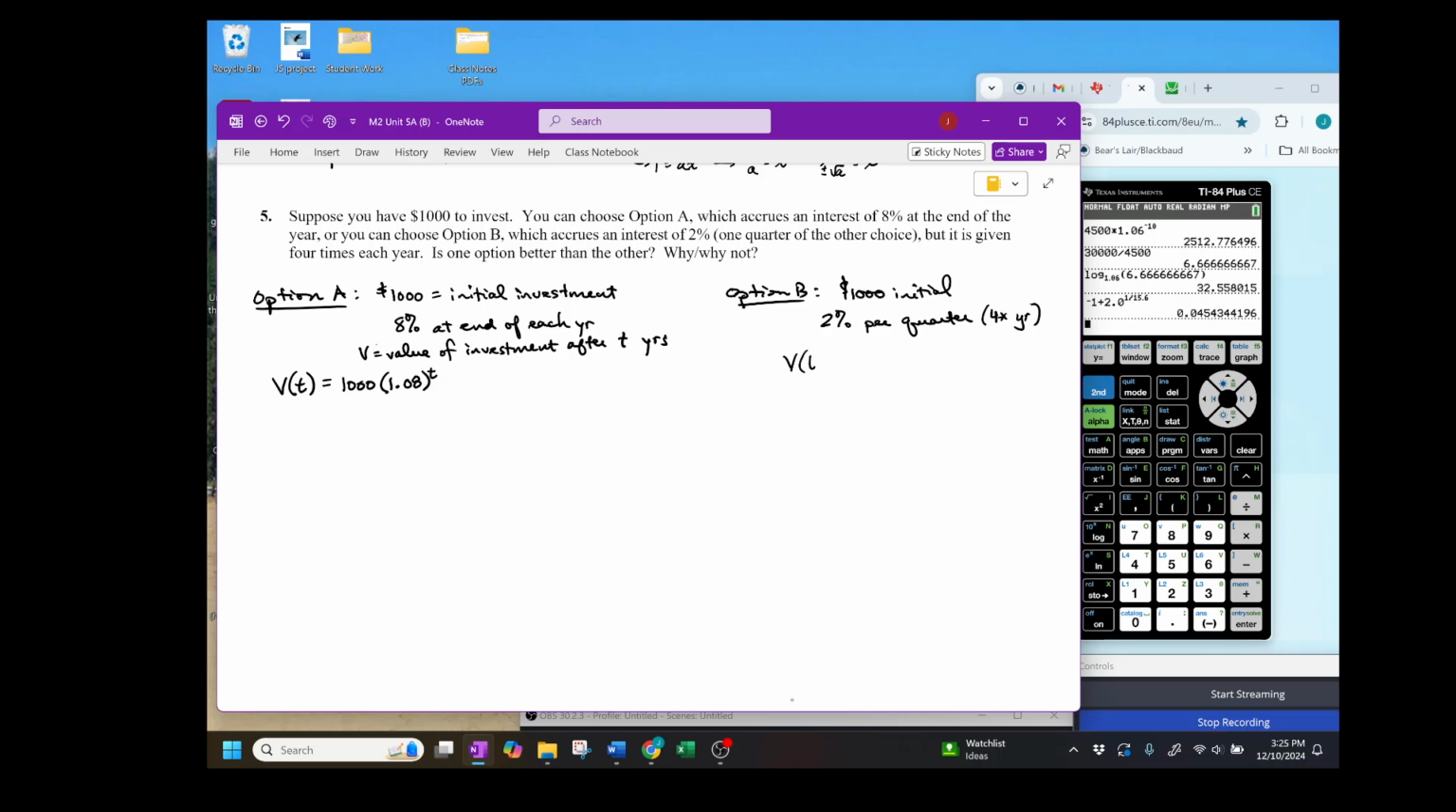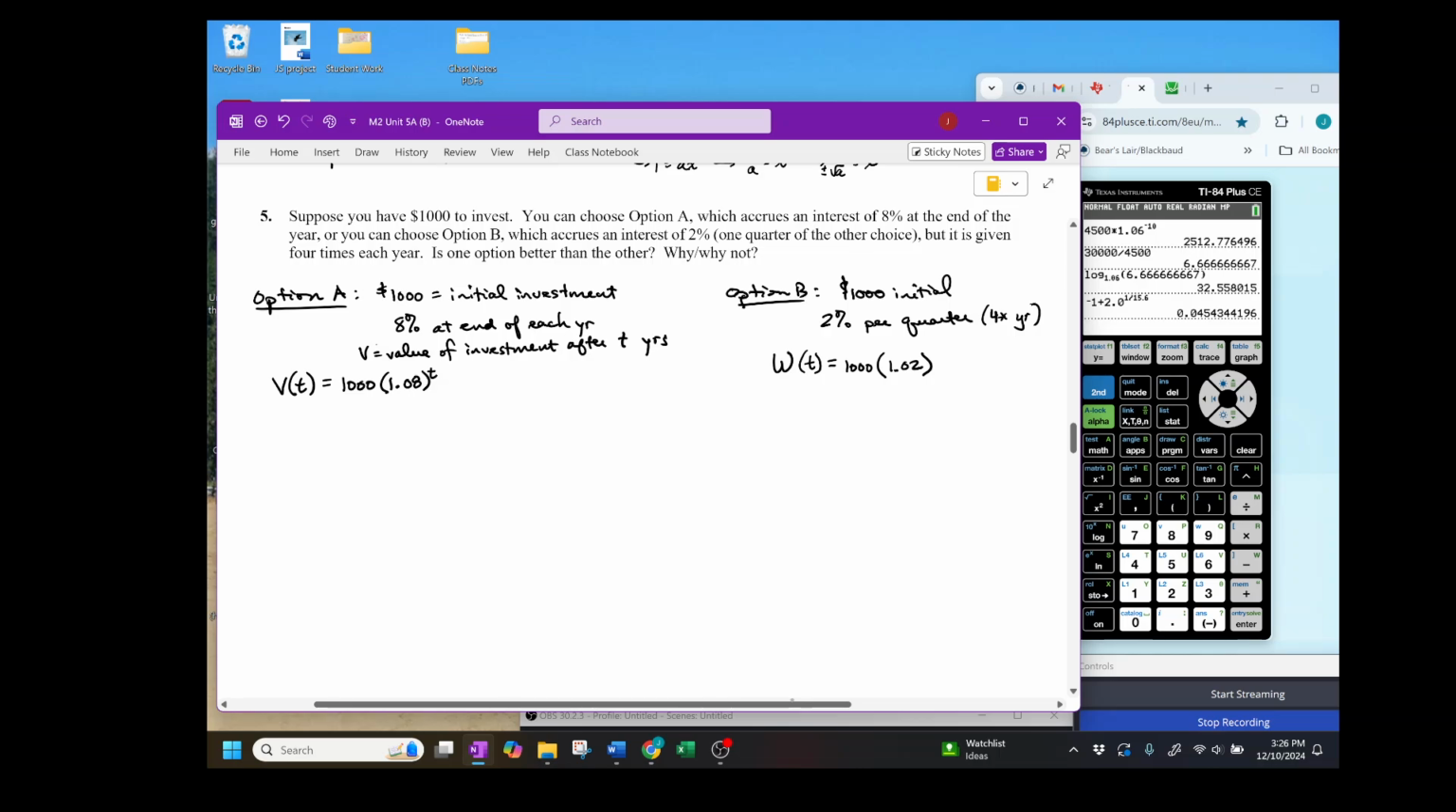So in this case, we could think of the value as being, actually, let me call this a different letter. Let's call this, I don't know, what comes after V? U, V, W. I'll just call it W. So it's like V, but one later, right? So W of T is going to be the 1,000, and then 1 plus 0.02. So 1.02 to the T.